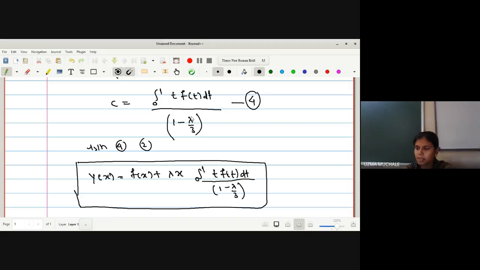Now can anyone tell me for which value of lambda this equation fails?